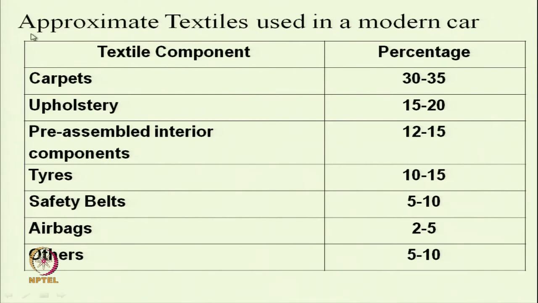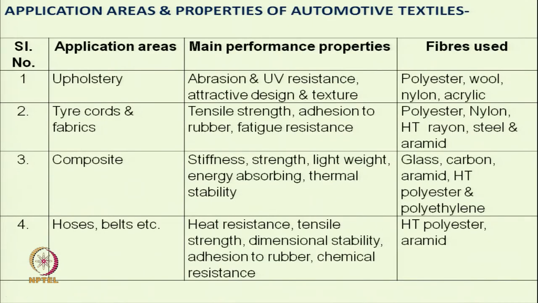So, approximate textile usage in terms of percent. Carpet is 30 to 35%, upholstery 20 percent. So, different percentages are there, airbag 2 to 5%. Now, let us see at different application areas what are the main performance required, and accordingly what are the different fibers recommended for those applications.